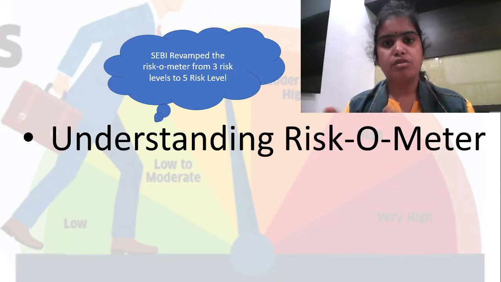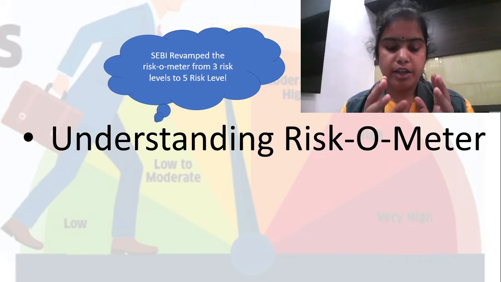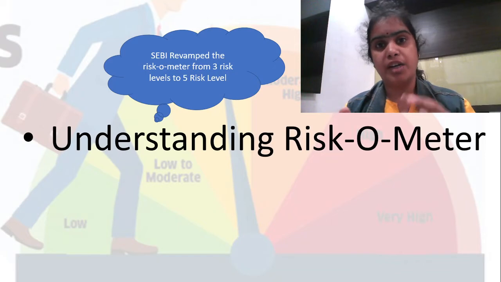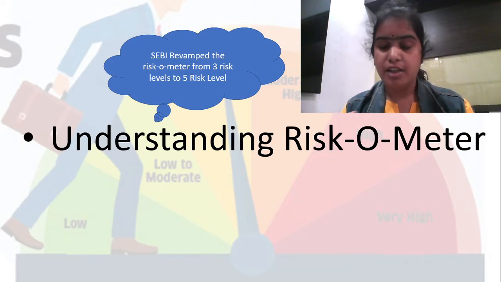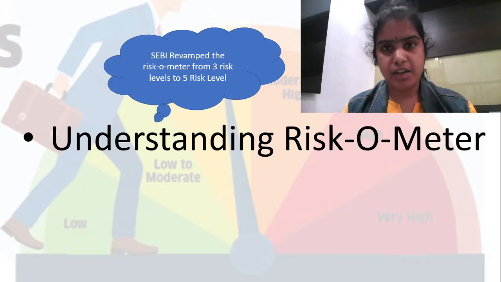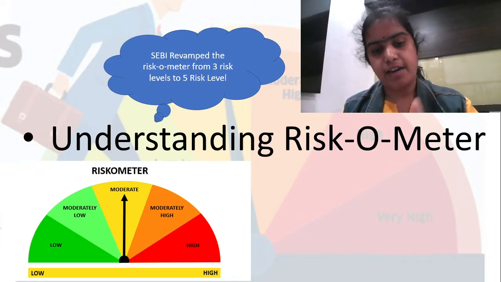After 2015, SEBI and AMFI took the initiative and said there should not be only three levels, there should be at least five levels, but the new riskometer has approximately six levels. So nowadays they have at least five risk levels. These are those levels: low, moderately low, moderate, moderately high, and high.